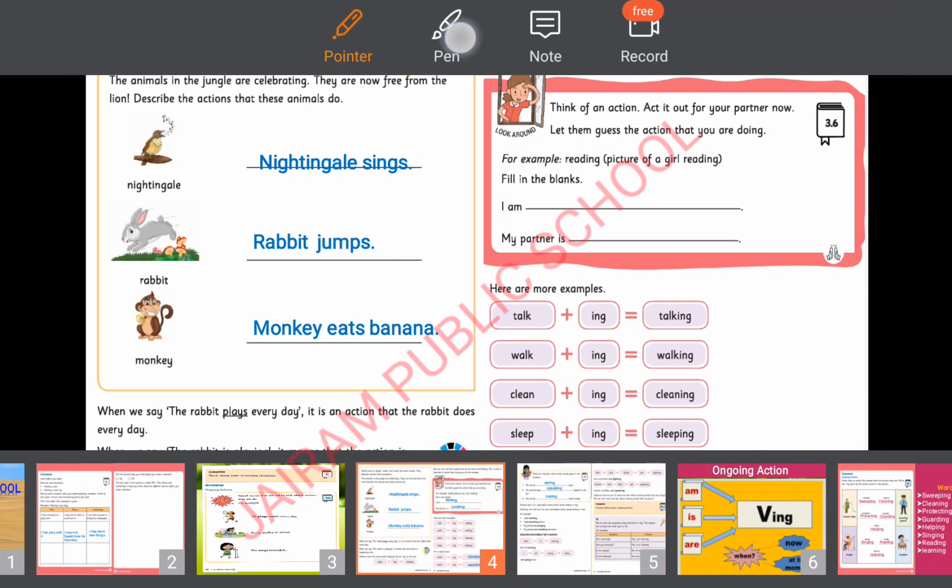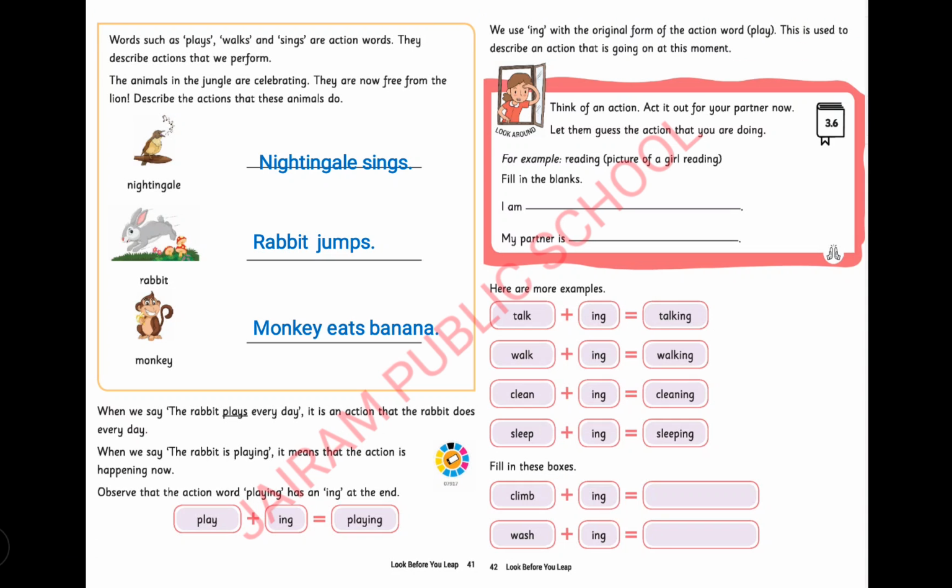Now let's underline the action words. Okay. Nightingale sings. Which is the action word here? Very good. Sings is the action word. Rabbit jumps. Which is the action word here? Jumps. Monkey eats banana. Which is the action word here? Eats. So here three action words we have written. Can you identify which is the action word in these sentences?